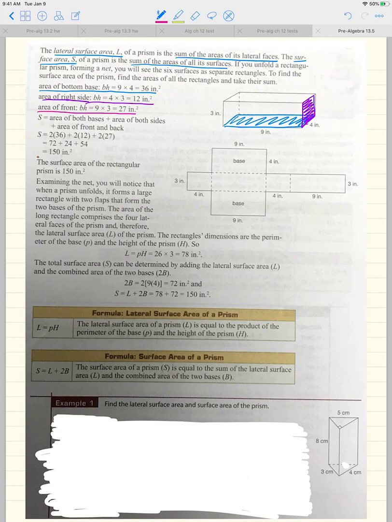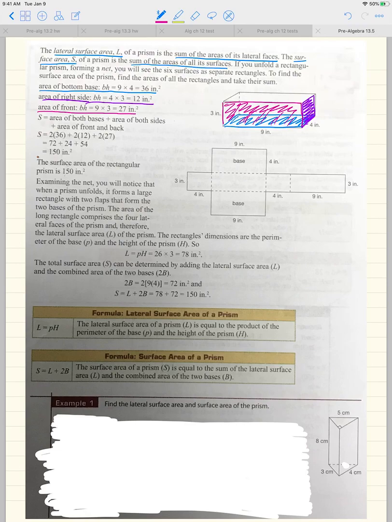Base times height, 9 times 3 is 27 inches. So that, and I'm going to just kind of shade this guy back here and then sort of overlap so you can see this kind of comes down. This is the front, okay?